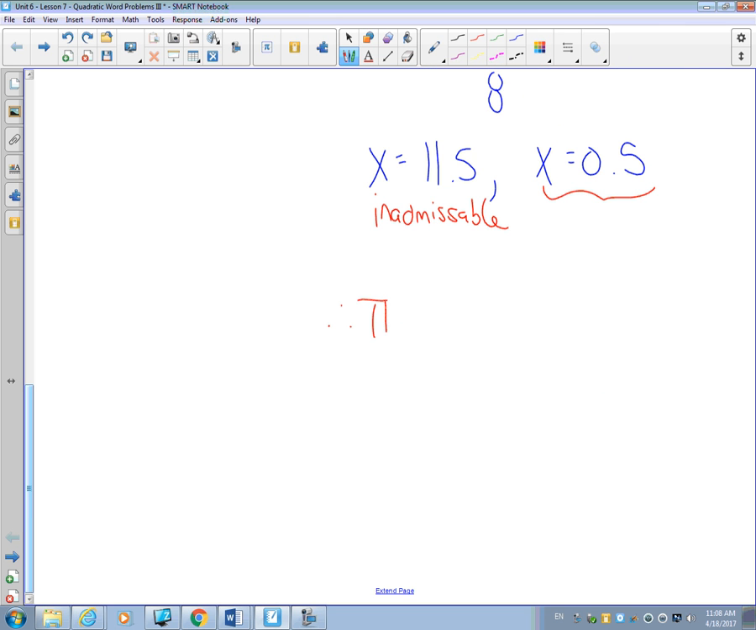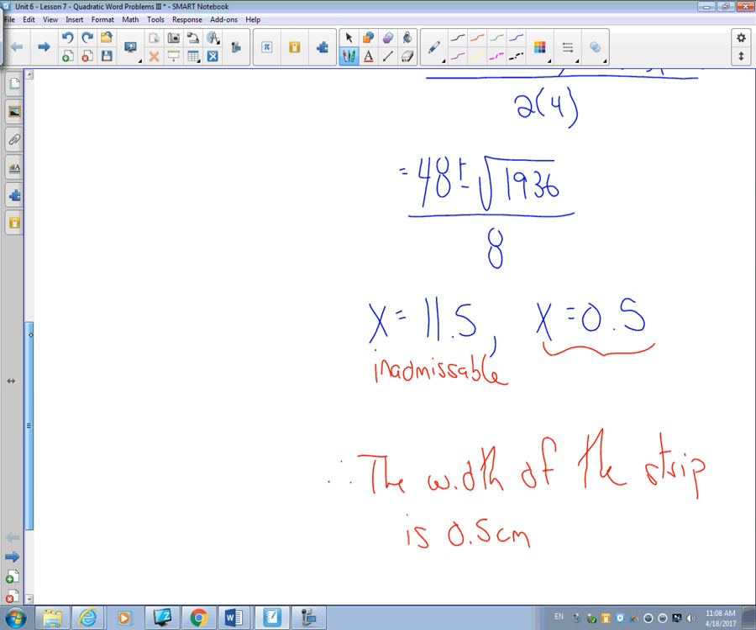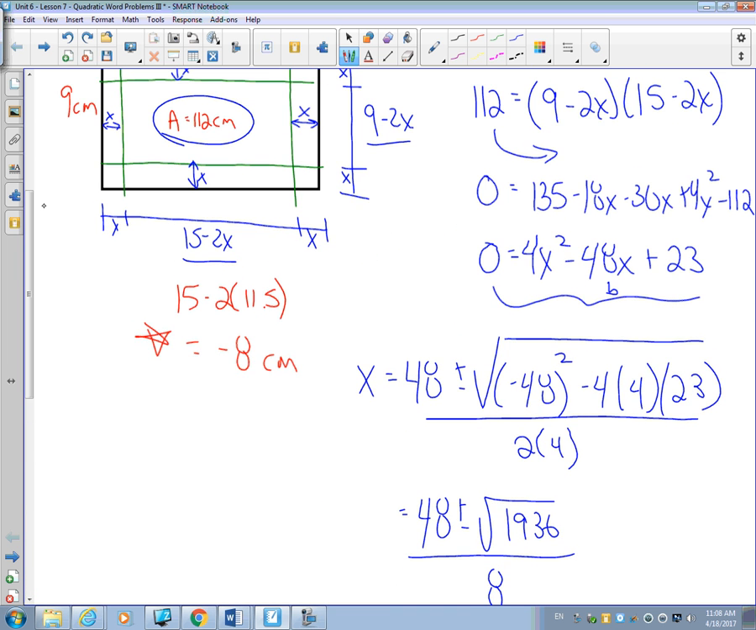Okay? The width of the strip is 0.5 centimeters. Now, if I were to try that back in the original question, I'll get rid of this inadmissible one here, and we know that doesn't work, but it tells me that this piece is 14, and if I do the same thing with this one, it's 8. And if I try 14 times 8, yep, I get 112 centimeters squared. So that's my right answer.